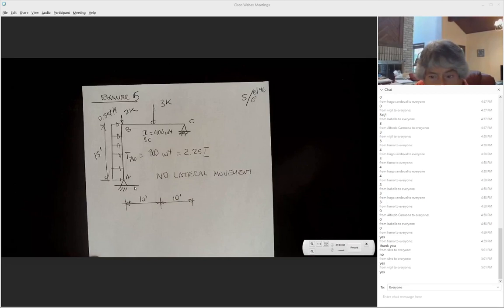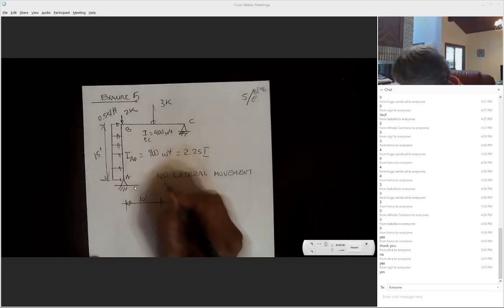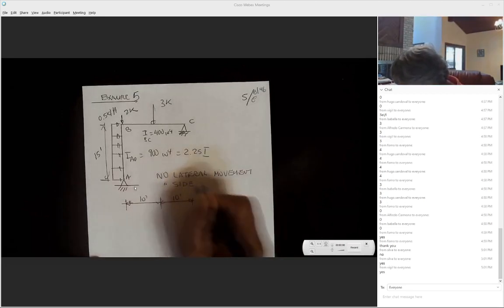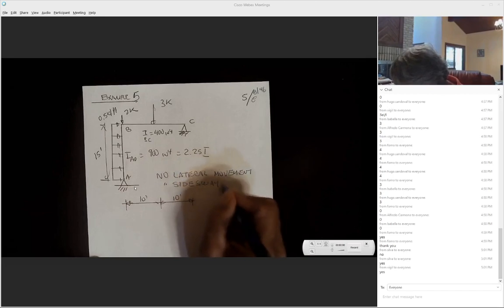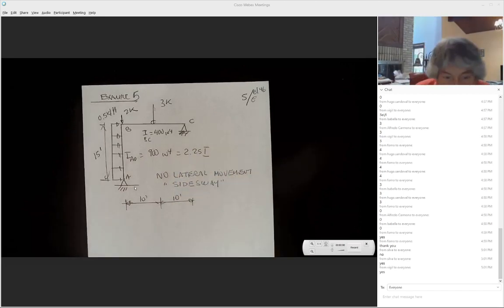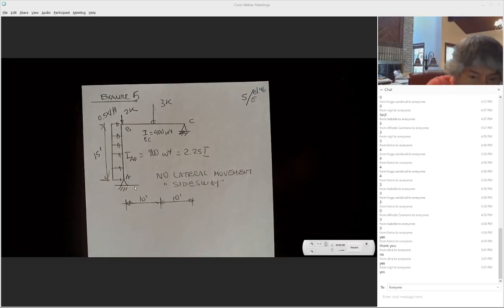The lateral movement is also known as side sway. So some of you are going to be taking concrete in the summer. So you're going to be listening to side sway or lateral movement. In this one, no lateral movement. That's the first part of the problem.